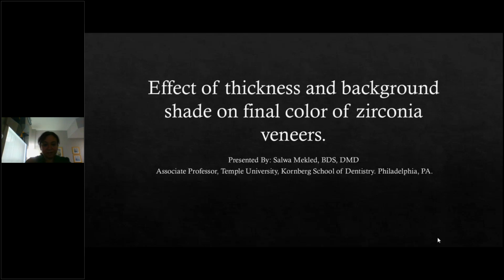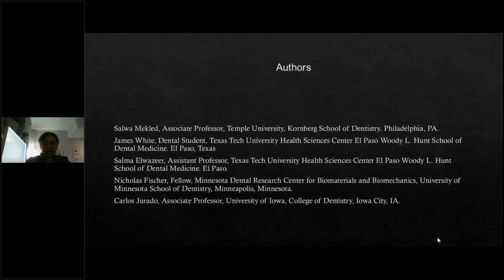Okay, I'm sorry about that, everybody, but maybe I have some microphone issues here. So today I will talk about the effect of thickness and background shade on the final color of zirconia veneers. I have some colleagues who helped me with that research, so I had to give them some credit.